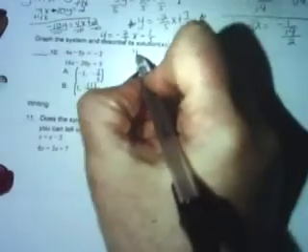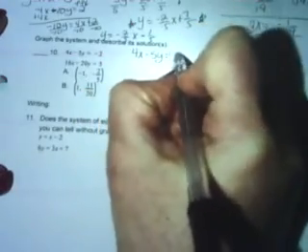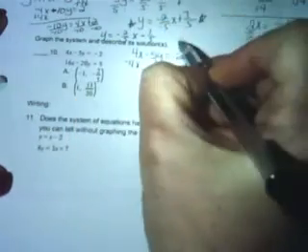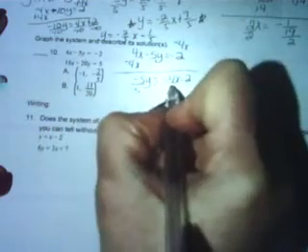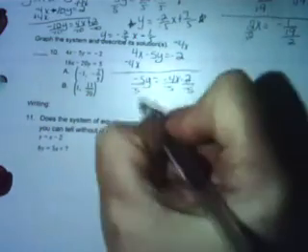Y'all ready? To graph anything, what do you have to get by itself? Y. 4x minus 5y equals negative 2. How do I get y by itself? Subtract 4x. I'm going to have negative 5y equals negative 4x minus 2. Divide by negative 5 all the way across. So y equals 4/5 x plus 2/5. There's one equation. Now let's find the other.